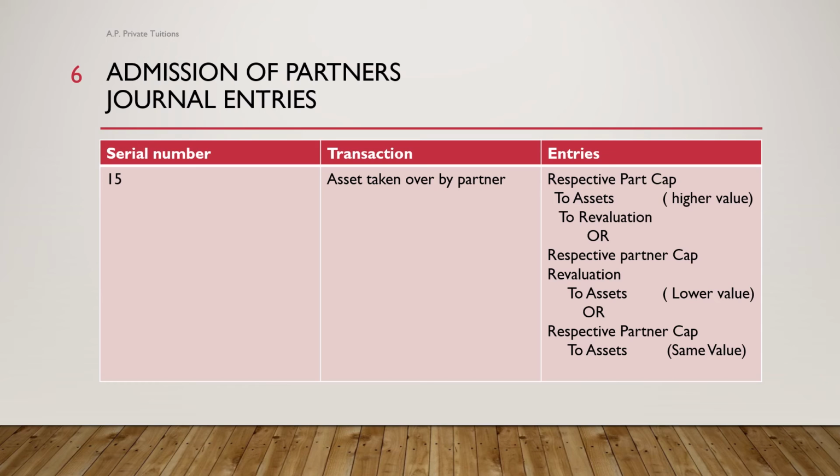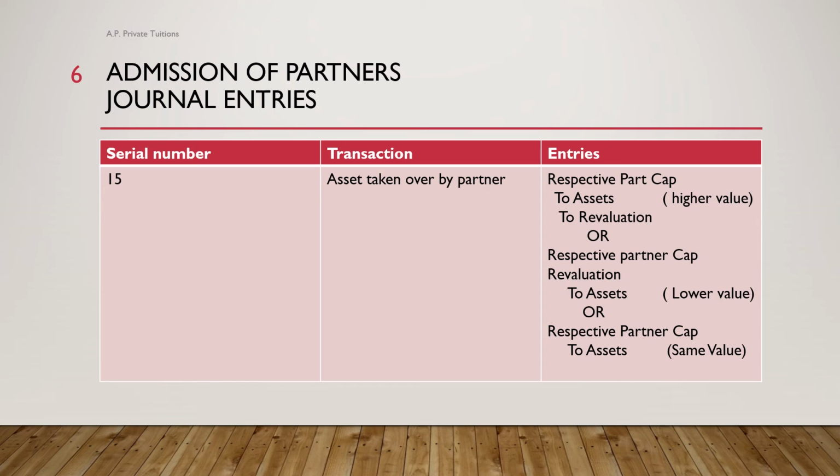In case the asset is taken over at a higher value, that means an asset of 10,000 is taken for 12,000. That means the asset's value increases, so it is a profit for you. So you will say respective partner's capital, meaning the partner who is taking the asset, he is a receiver. Respective partner's capital account debit 12,000, to asset account 10,000, to revaluation account 2,000.